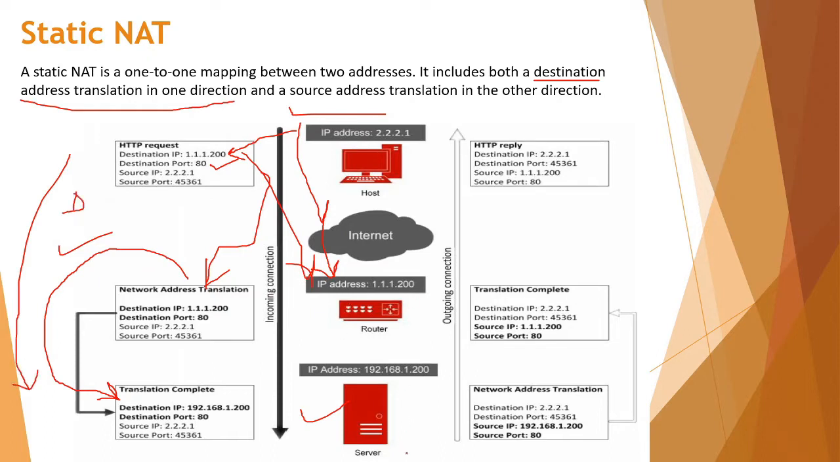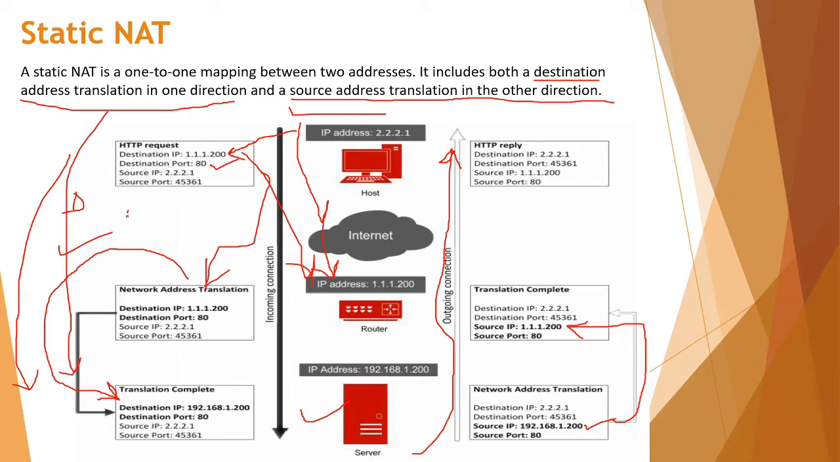Similarly, if the server gives a return response, what will happen? The source IP of the server will be NATed to the router's external interface. Again, as I mentioned, source address translation will happen in the other direction. So when the traffic comes inbound, the destination address is NATed, and if the traffic is going outside, the source address will be NATed to the router external interface and then it will go to the client.